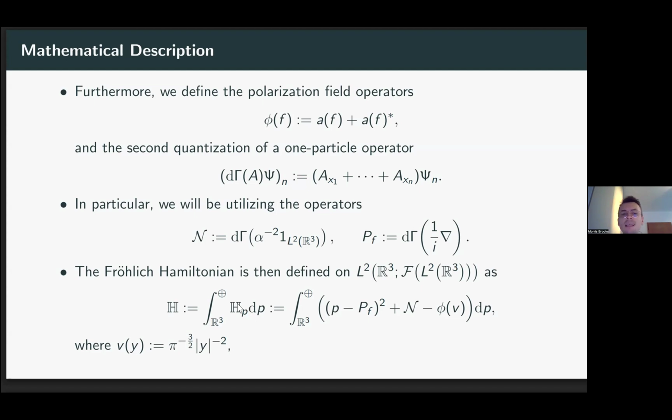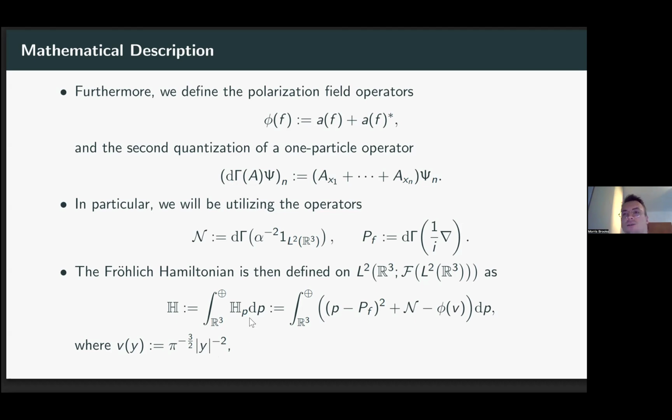And each individual H_p is defined with these three components, where the field operator takes a function v as an input, and you see the function v is simply defined as some constant times y to the power minus 2. And you might immediately recognize this function 1 over y squared as the strength of the electric dipole field. So this is the connection to the polarization field.